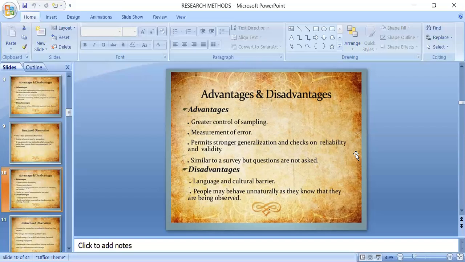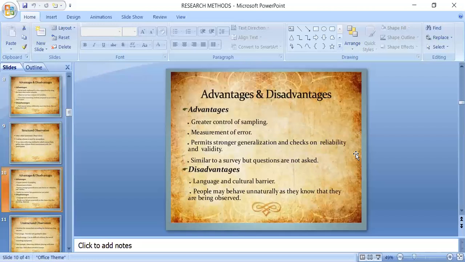Disadvantage is language and culture barrier. If the researcher is not present on the spot, there might be some difficulties for those who are taking part in the research, or those who are participating or completing this questionnaire.